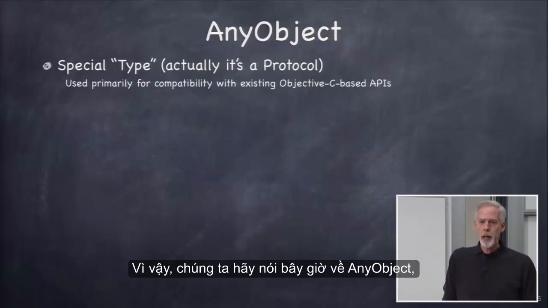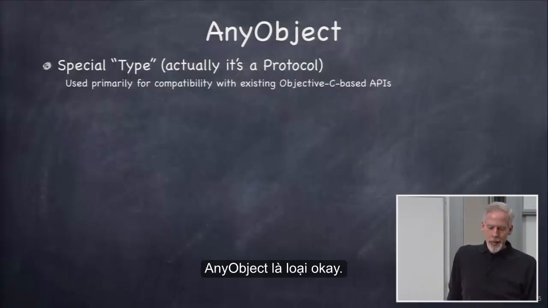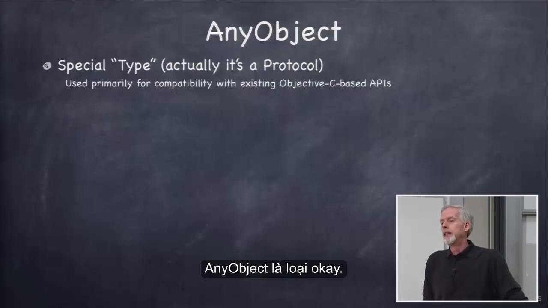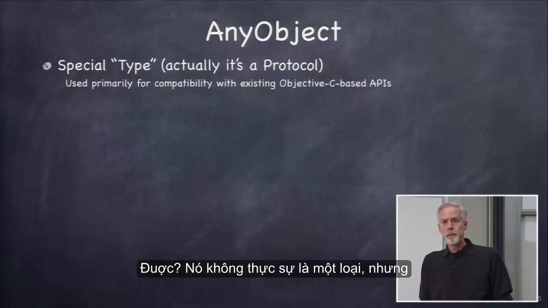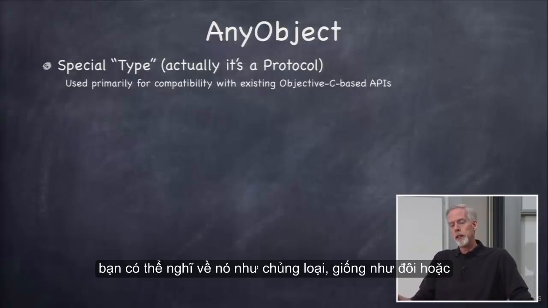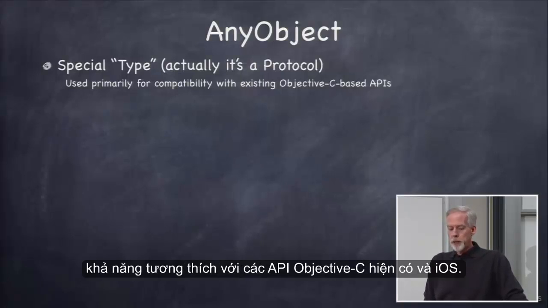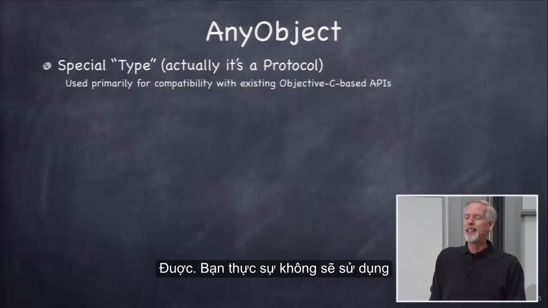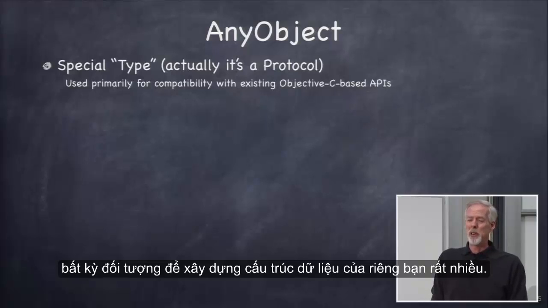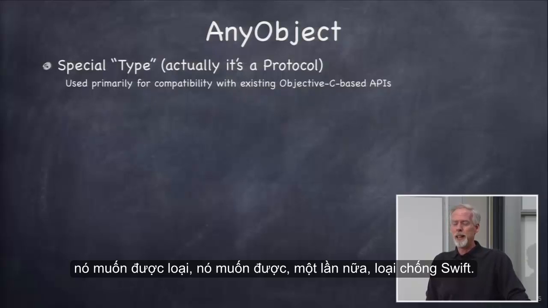Okay, so now let's talk about AnyObject. This was brought up earlier. AnyObject is kind of a, okay, for the purposes of what you know so far, you can think of it as a type, okay? It's not really a type, but you can think of it as a type, like double or array or whatever. And it's used primarily for compatibility with existing Objective-C APIs in iOS. Okay, you're really not going to use AnyObject to build your own data structures very much. I suppose you could, but it'd kind of be, again, kind of anti-Swift.